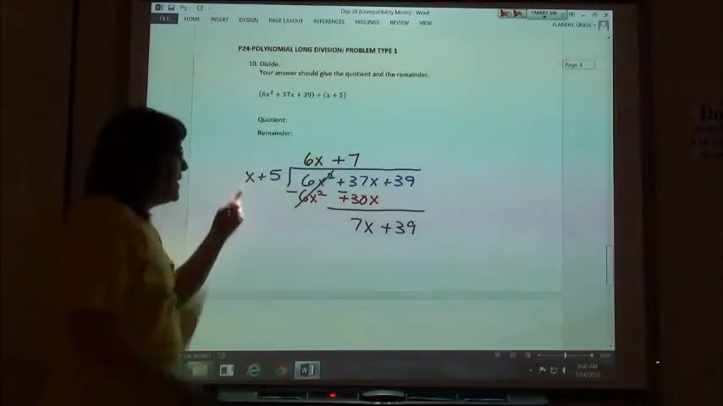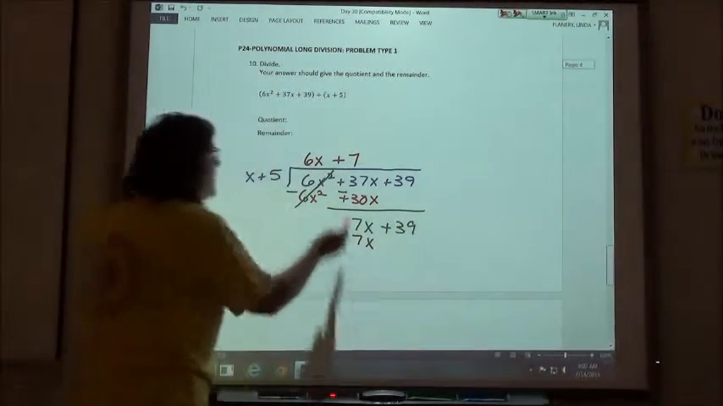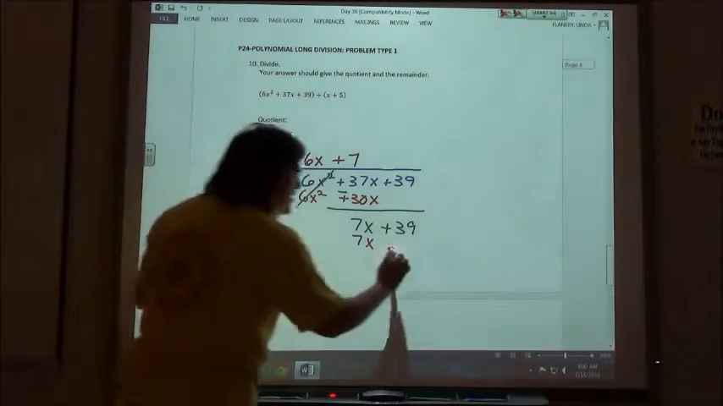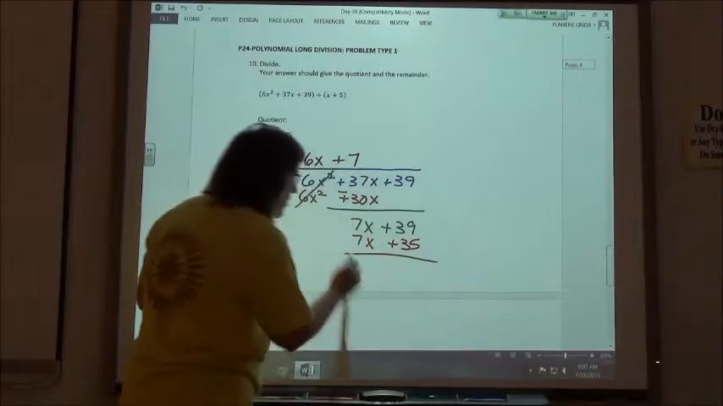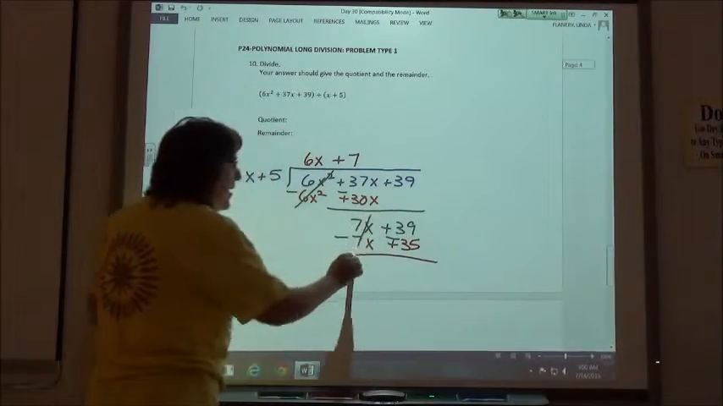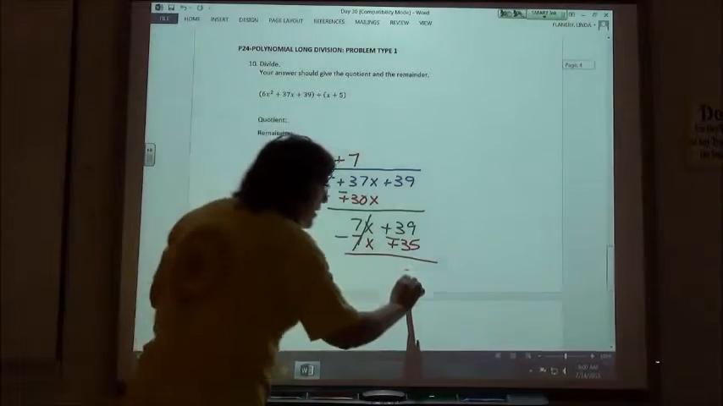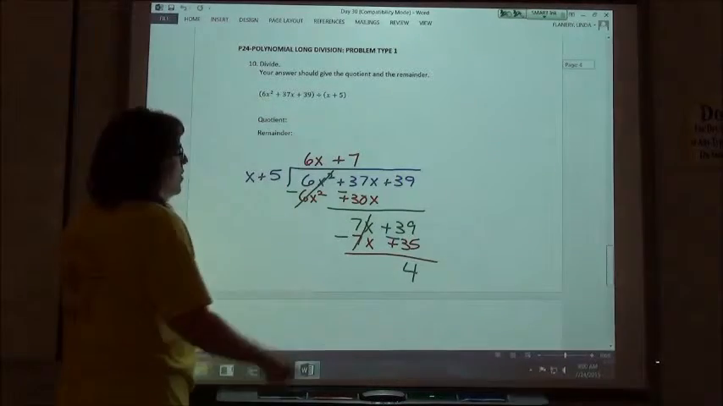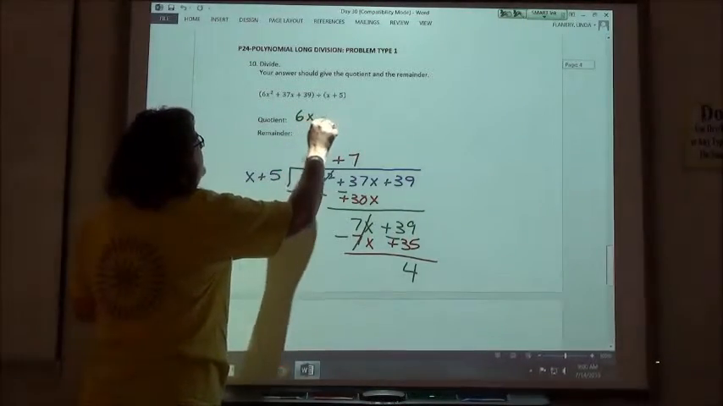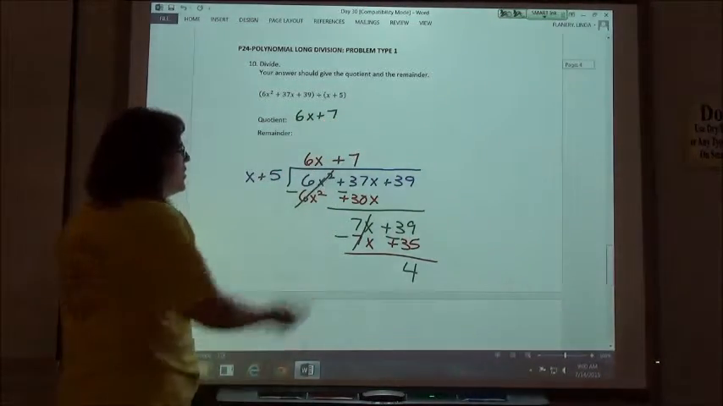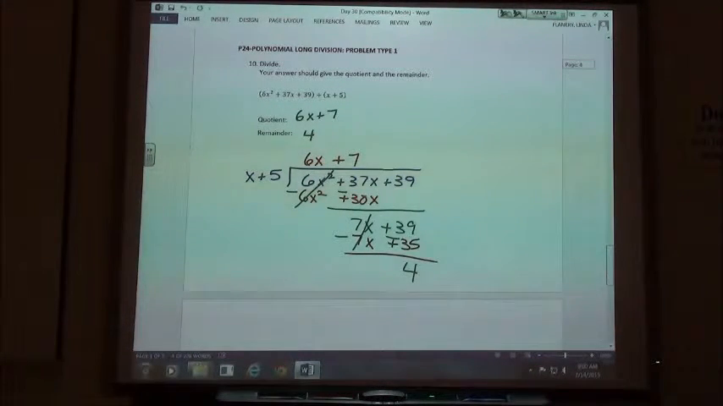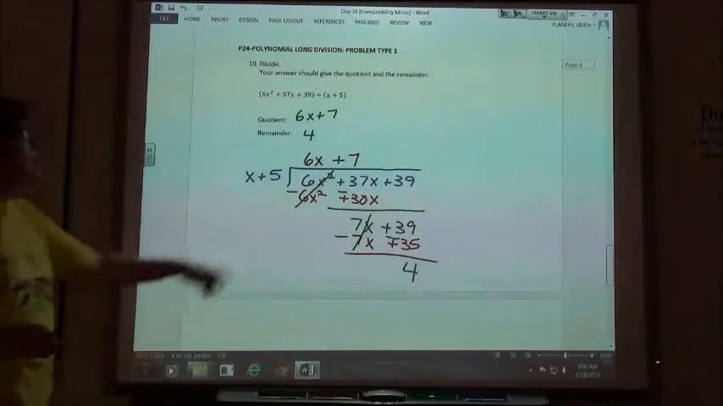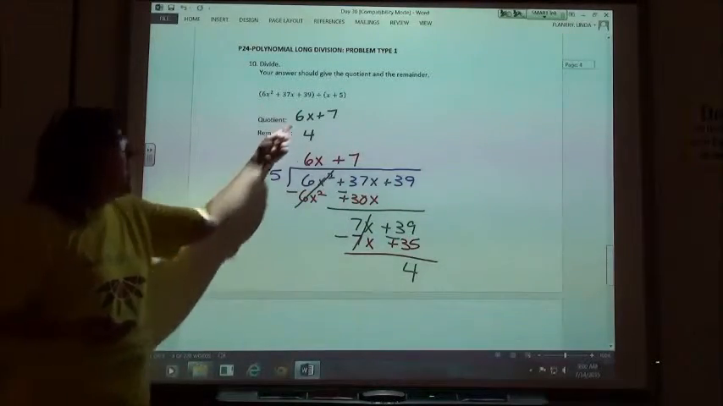So 7 times x is 7x. 7 times 5 is 35. But then I have to subtract, so I change my signs. Cancels out the leading term. I get a remainder of 4. So 6x plus 7 is my quotient. 4 is my remainder.